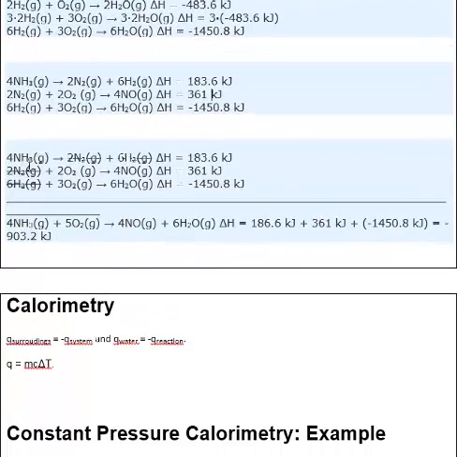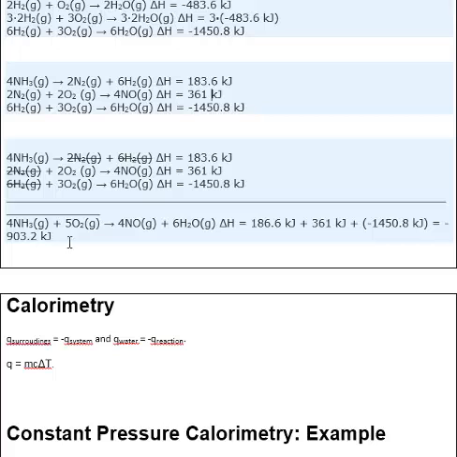And here, 4 NH3 gas goes to 2 N2 gas plus 6 H2 gas, delta H equals 183.6 kilojoules. It's just reading it from left to right. I know this is stricken, but I don't really know how you can really say that. You just really have to read it left to right.